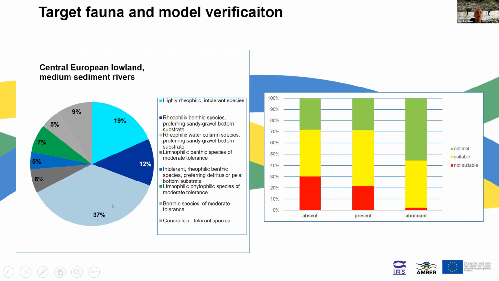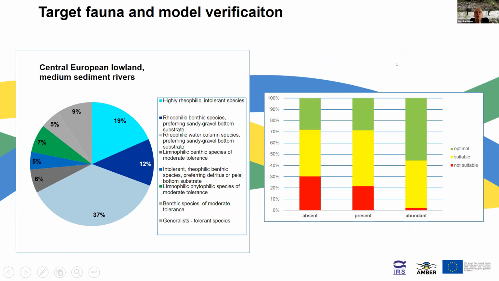First of all, the target fish community was typical for lowland medium sediment rivers, still dominated by rheophilic fish. As you can see in this diagram, a large proportion should still be rheophilic fish. So that's the habitat that we would expect there.